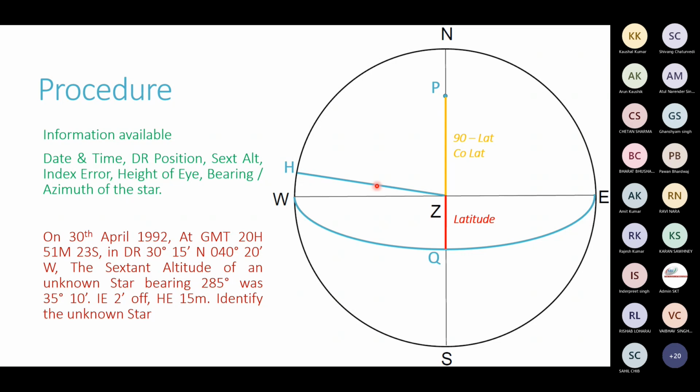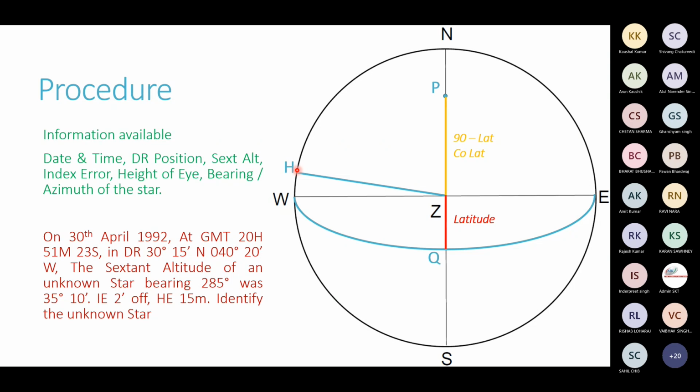Now on this line Z to H, if you see, the H point is on the horizon. On the horizon, the altitude is 0, and the Z point represents the zenith of the observer, and the zenith represents 90 degrees altitude. So Z is at 90 degree altitude. This end of the line ZH represents 90 degree altitude and H represents 0 degree altitude.